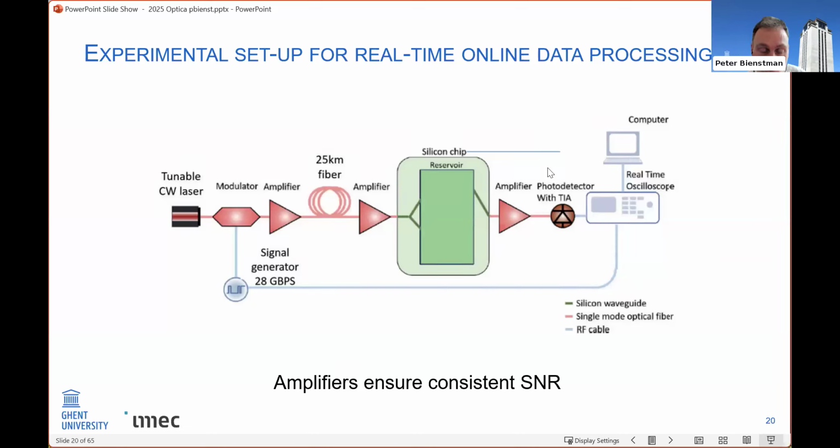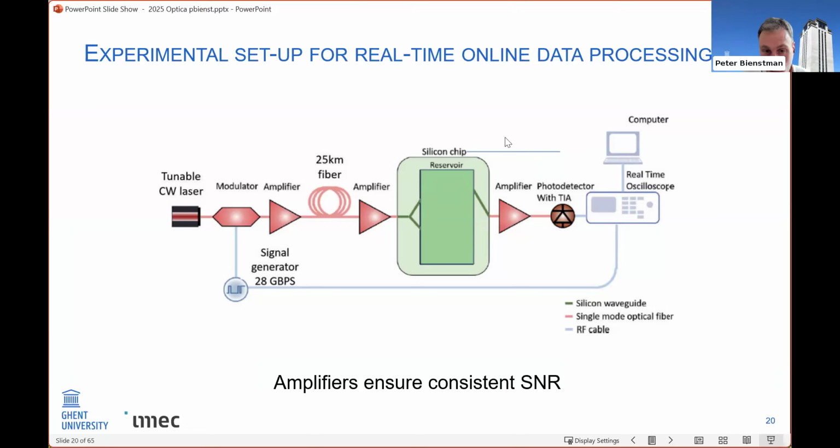So we're trying to make sure that we're really doing an honest comparison in terms of signal to power ratio coming into the reservoir chip. And then also at the very end, we have an extra amplifier to compensate for still a lot of residual losses that we had in this iteration of the chip.